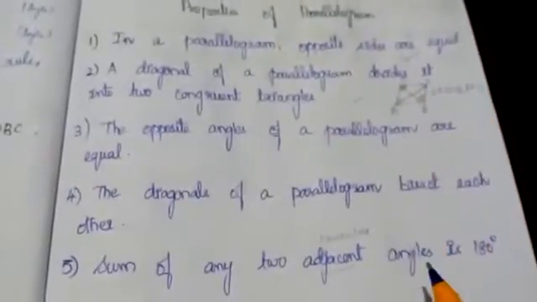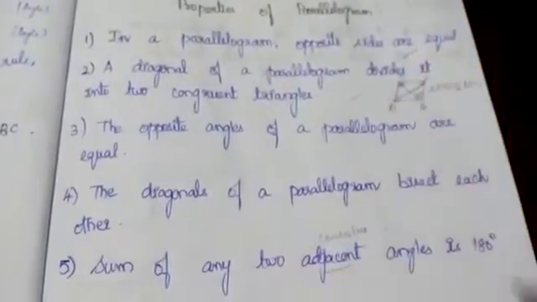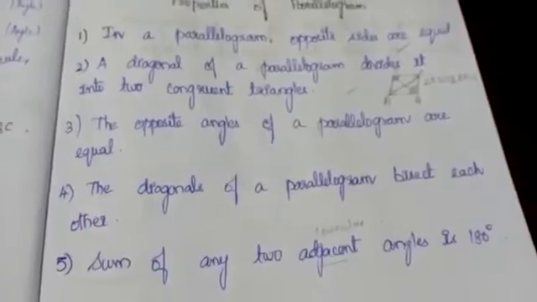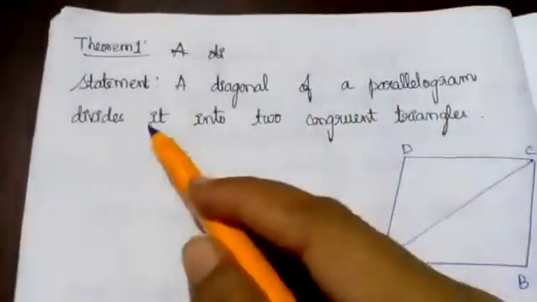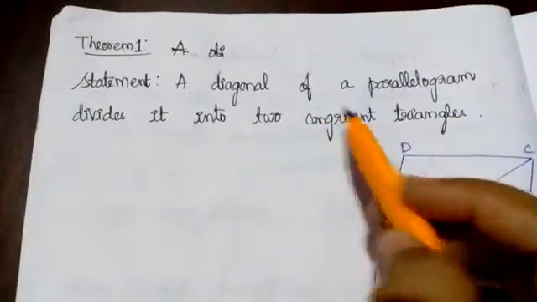So these are the properties, isn't it? So in the properties, we will prove everything using the theorem. Okay. So the first theorem is: a diagonal of a parallelogram divides it into two congruent triangles.